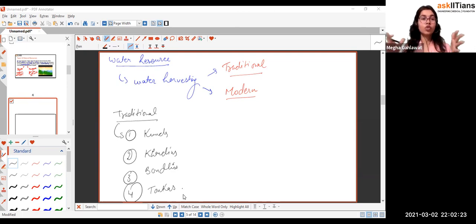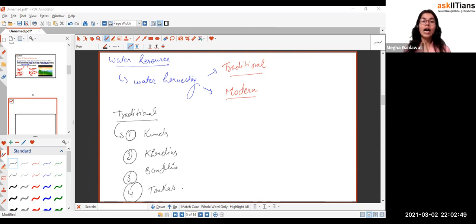heavy blocks of stones. Okay, so in those kunds, or kundis for that matter, the underground tanks were primarily developed for drinking water problems. Once the water was collected, it was covered with the lid, and on top of that we had jute bags covering it. Okay, and this is mostly in the Rajasthan regions.